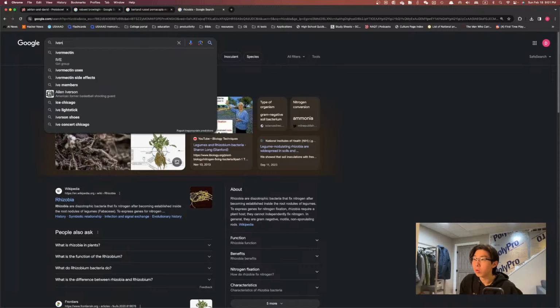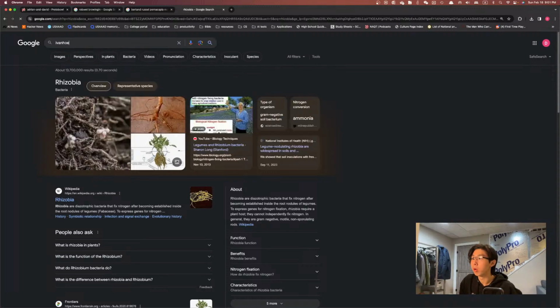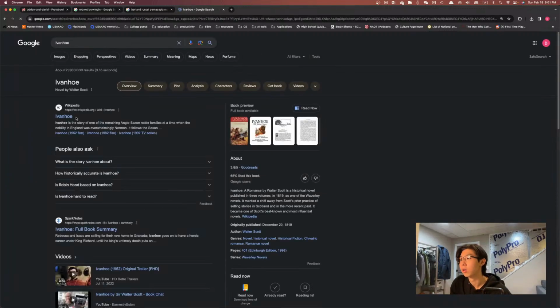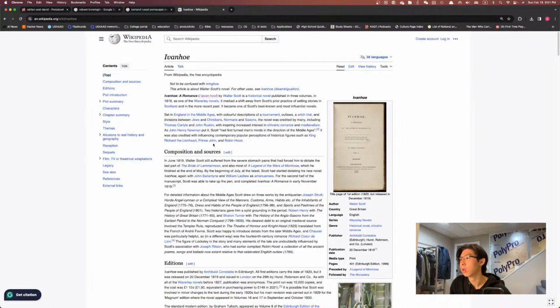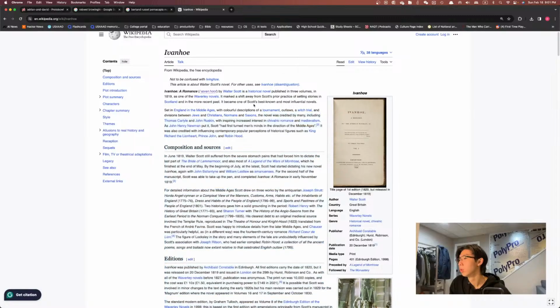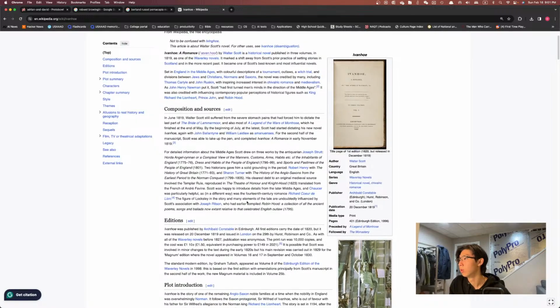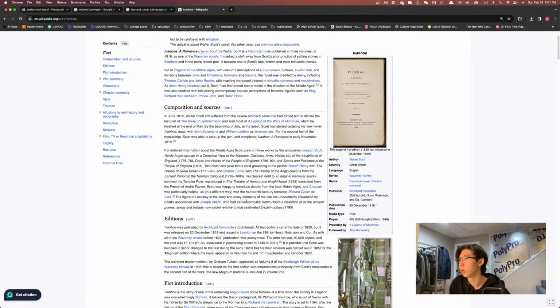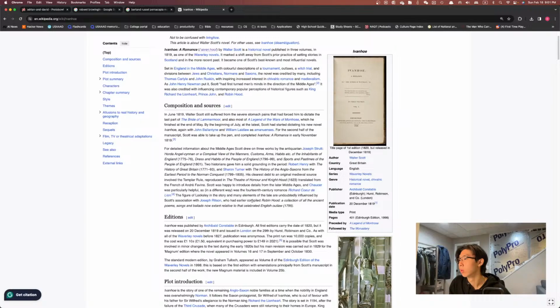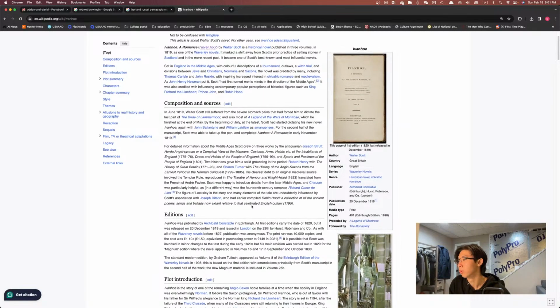Ivanhoe by Walter Scott. Ivanhoe is a romance, setting aside his stories in Scotland. It is one of Scott's best known and most influential novels. It is set in England in the Middle Ages, with tournaments, outlaws, and a witch trial. Okay, this really gives a glimpse into the Middle Ages.